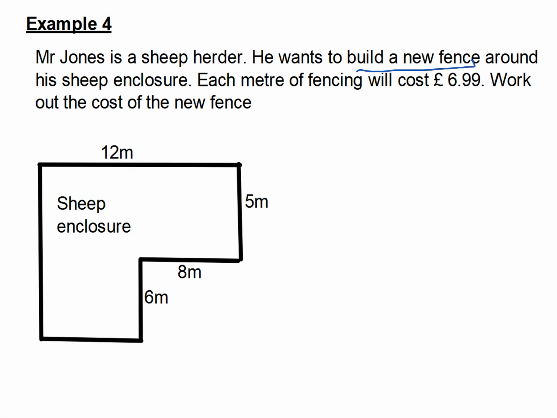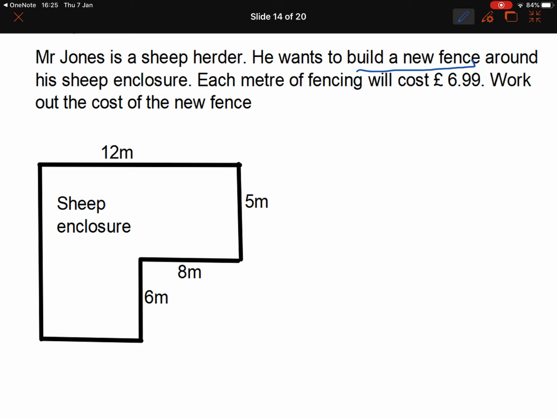So then we know that each meter of fencing will cost £6.99. Work out the cost of a new fence. Now, the good news is we can do this one with a calculator. We have to start with finding the perimeter. Firstly, I need to know my missing sides, which I can just put in the diagram. So if the distance from there to there is 12 meters and the distance from there to there is 8 meters, then 12 take away 8 is going to give us 4 meters.